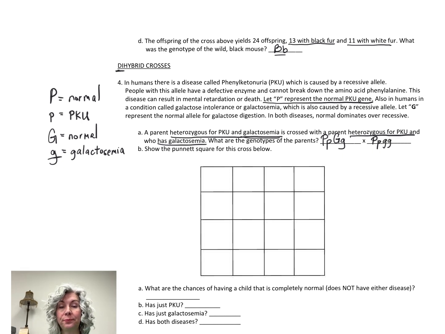There we go. Okay? All right, we got our parents. Show the Punnett square for this cross below. Now this is where students start to mess up.